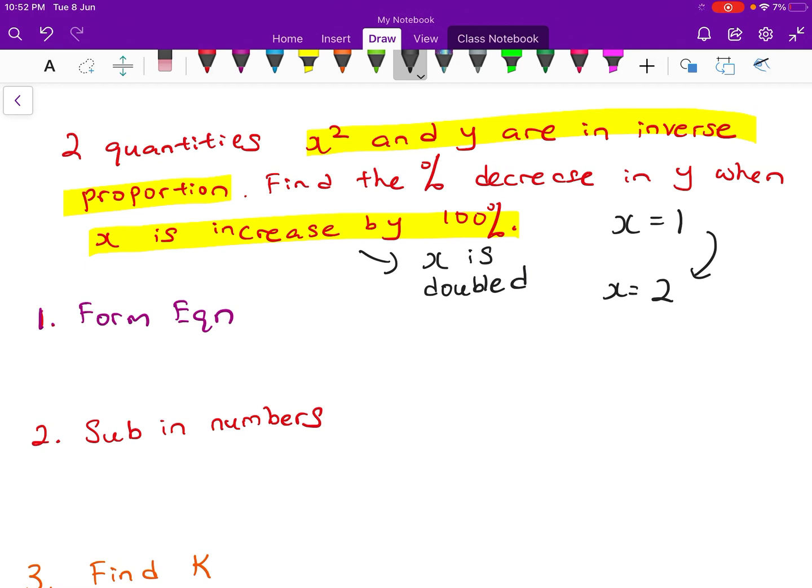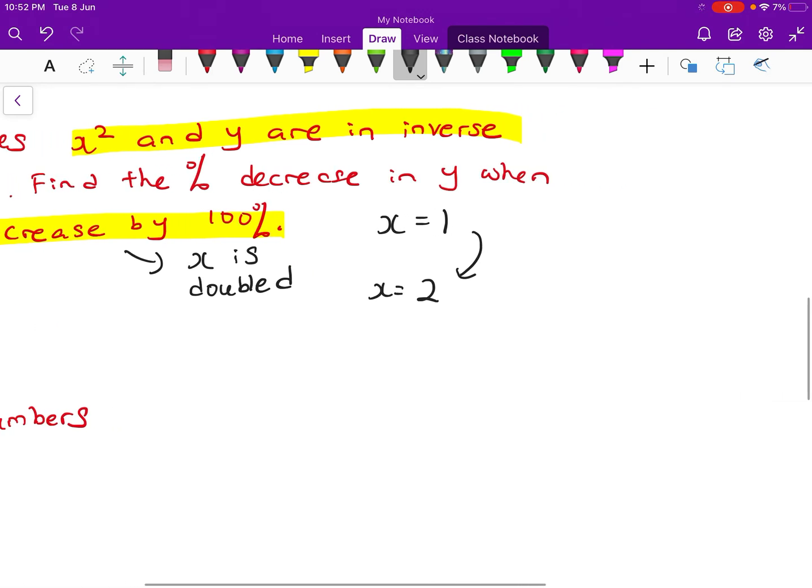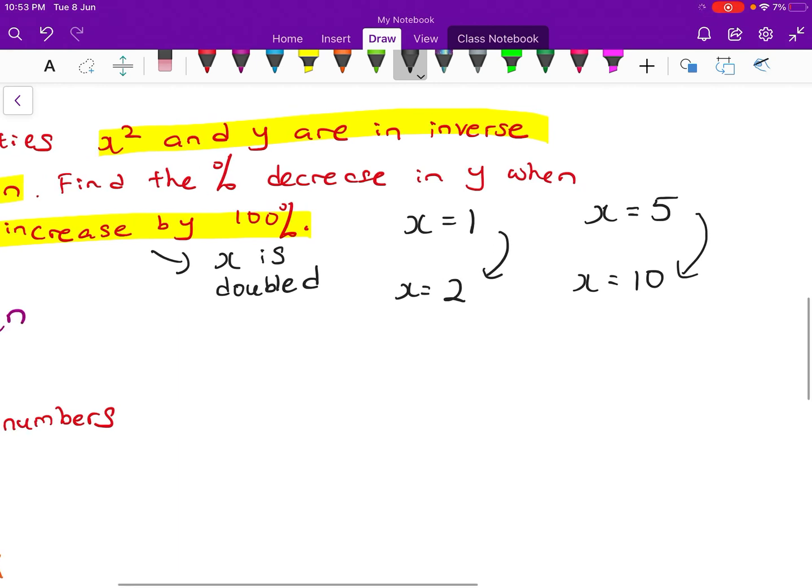Alright? Okay, so maybe another example. If initially your x is equal to maybe 5, I say I increase my x by 100%. So it means that now my x is equal to 10. So that's what they mean by increase by 100%. Okay.